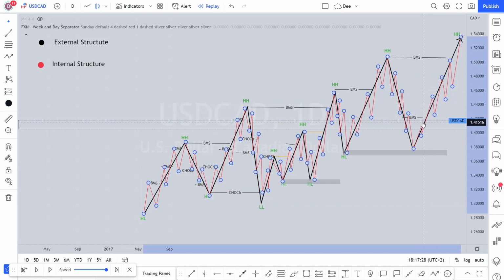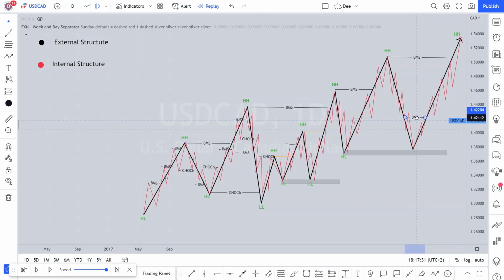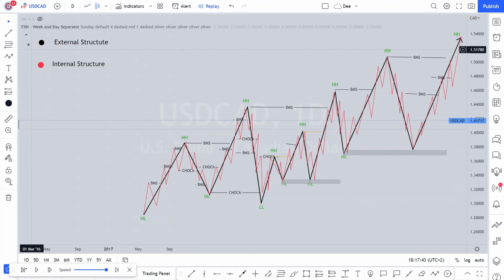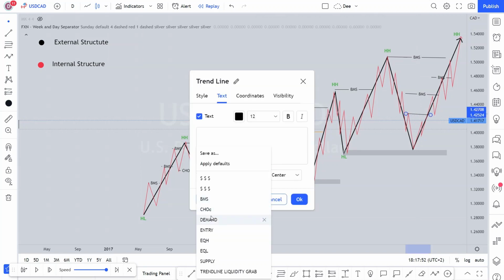Let me try to label this one. This was a break of structure here, another break of structure, and this was a change of character here.